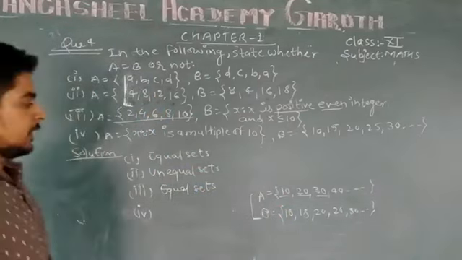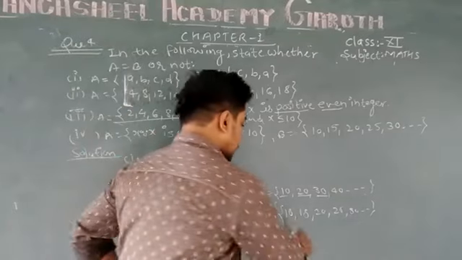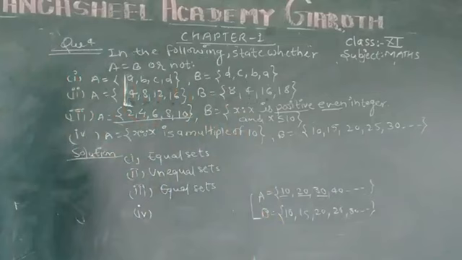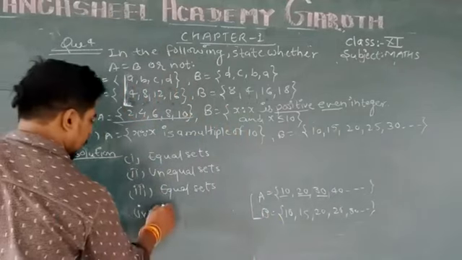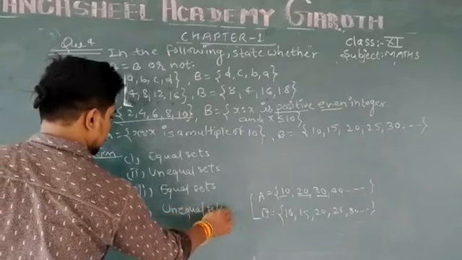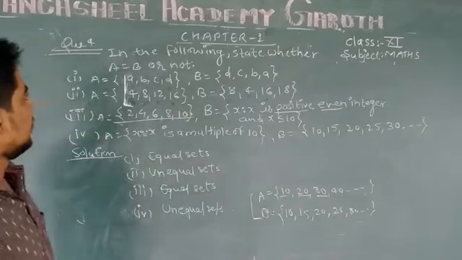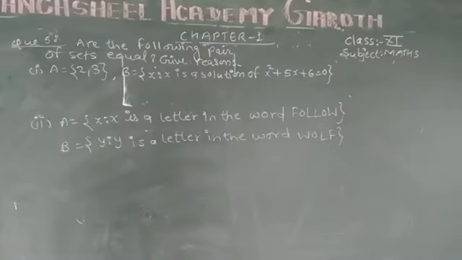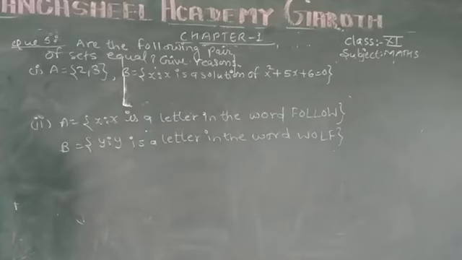Therefore, for example, 15 is included in B, whereas 15 is not included in A. Therefore they are called unequal sets. Okay. That was question number 4. Now question number 5 is.